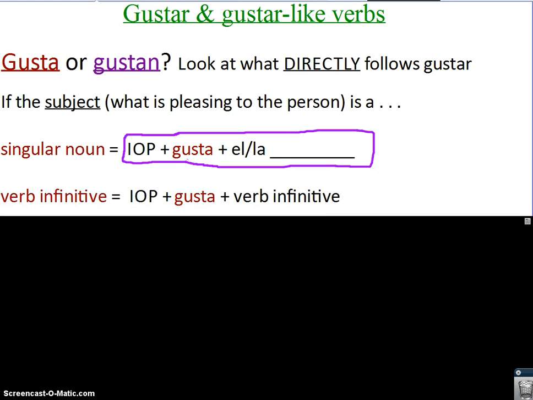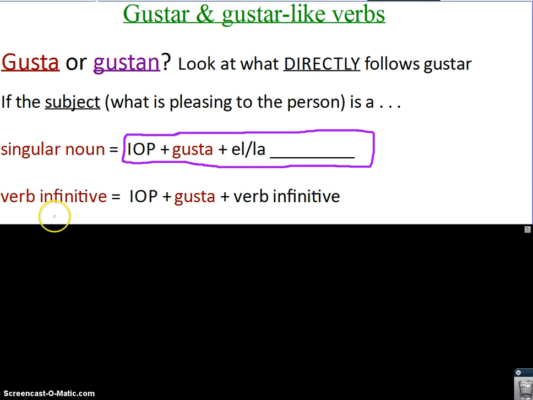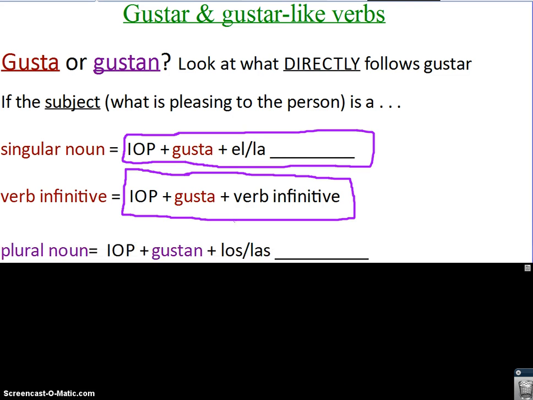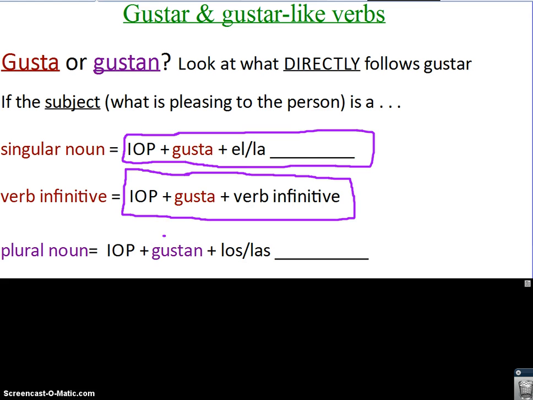If what is pleasing to a person is a verb infinitive, and as you guys remember, verb infinitives end in AR, ER, IR, this is the structure of your sentence. And if what is pleasing to the person or the subject of your sentence is plural, like tacos, this would be the structure of your sentence. Some of you will do better by following these formulas, and some of you will do better by following the chart that we just put on the other page, but we're writing down both because we want to use whatever works. If you're not done writing this down yet, press pause.